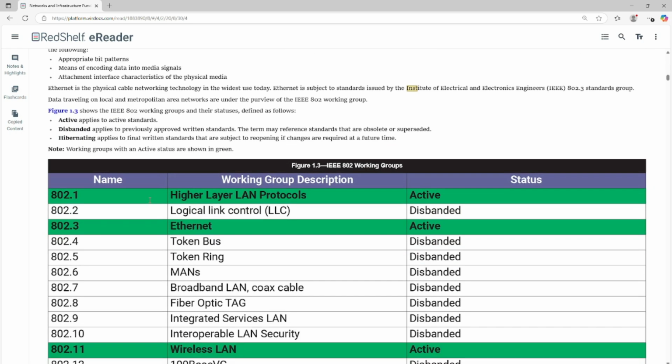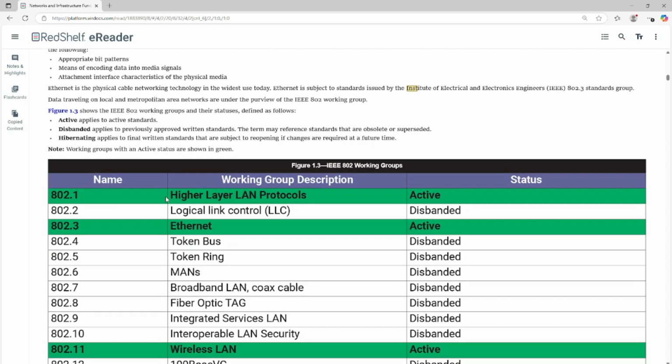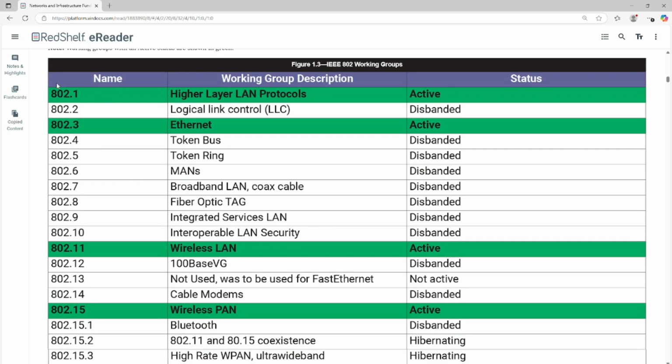We have a couple of tables down. I will begin with the table in Figure 1.3. The table in Figure 1.3 just simply gives you a display of the working groups. The rows highlighted in green are those with active status. So you want to keep this in mind. So focus on this one.